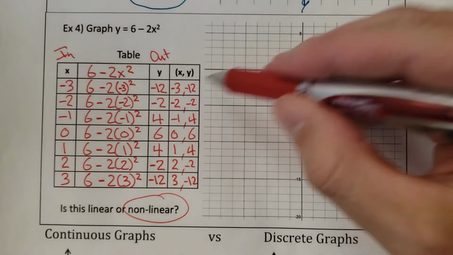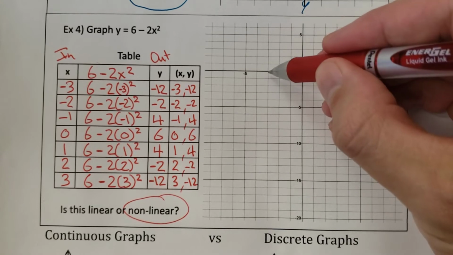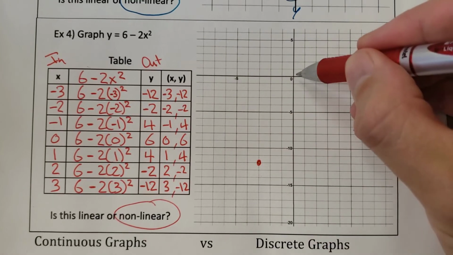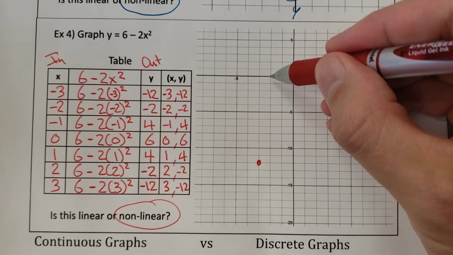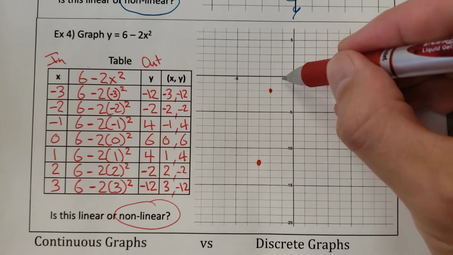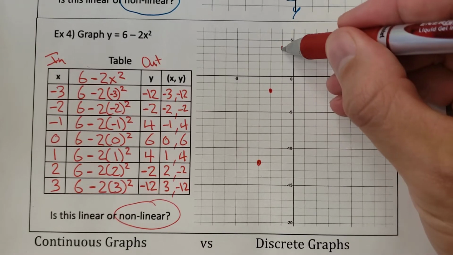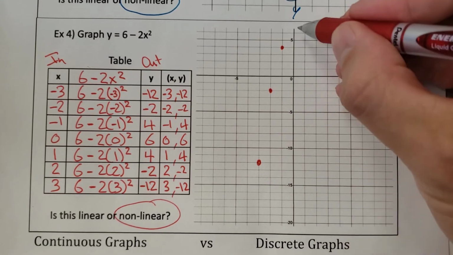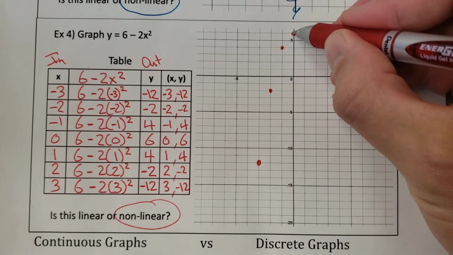All right, -3 and -12. So 3 to the left and then down to the -12 is right about there. Here we go. Next one is -2 and -2. 2 to the left, 2 down. There we go. -1 and 4 is going to be 1 to the left, up 4. Let's see here, 0 and 6. Ooh, it's barely on the window.